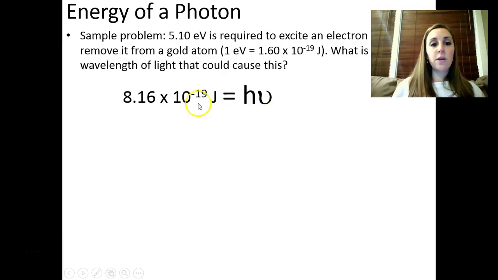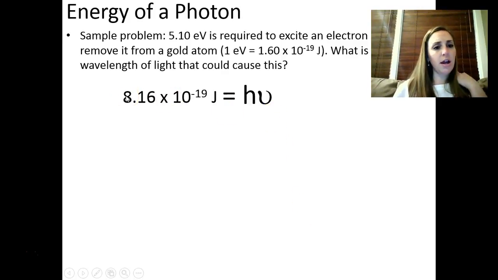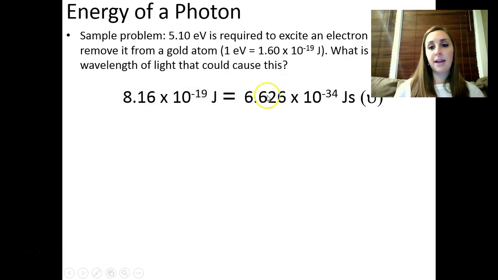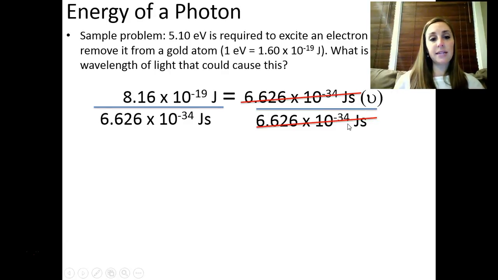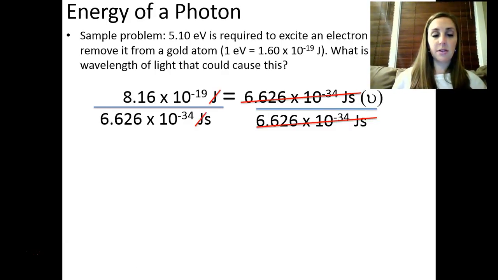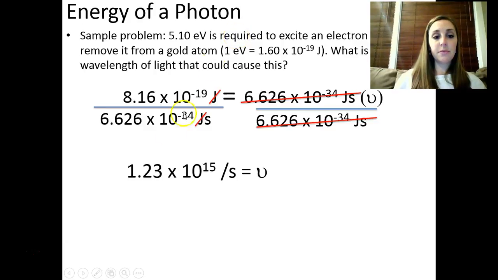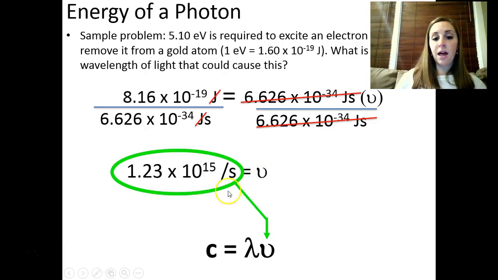All right, so we've figured out that our energy is 8.61 times 10 to the negative 19th joules. We know Planck's constant. Let's solve for frequency. Same thing, divide by Planck's constant on the right, cancel out what can cancel, divide by Planck's constant on the left, cancel what can cancel, and then do the math. All right, did you do it in your calculator? If you didn't, make sure you do it and get it right. 1.23 times 10 to the 15th per second. That's the frequency.